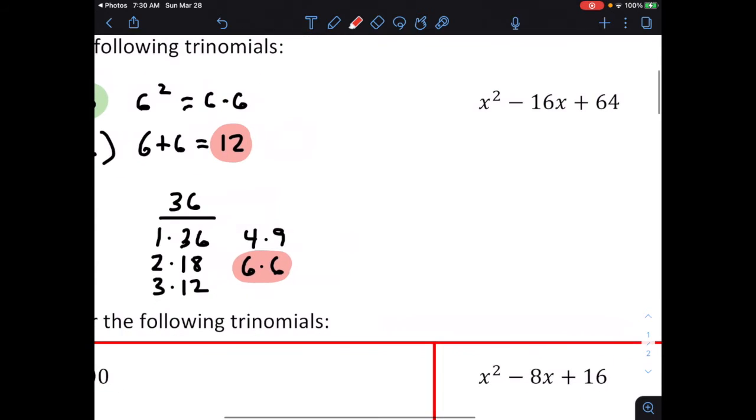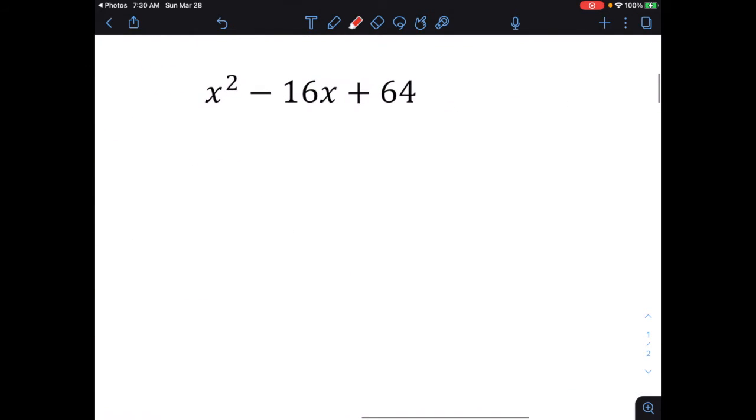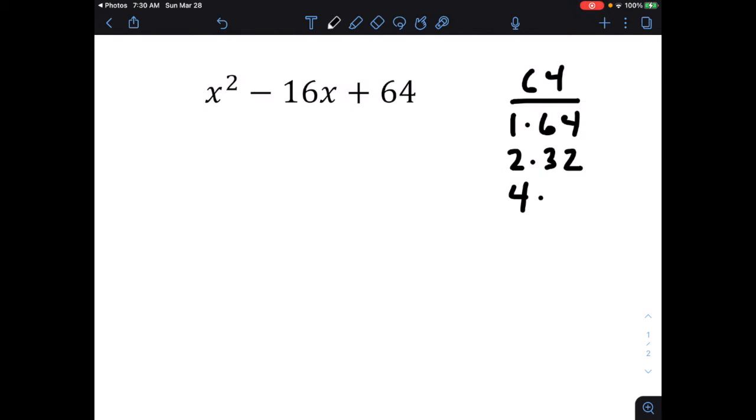All right, let's look at another one. In this case, we have x squared minus 16x plus 64. So if we go ahead and make the list this time, 64 is 1 times 64, 2 times 32. 3 doesn't work. 4 works, so it's going to be 4 times 16. 5 doesn't work. 6 doesn't work. 7 doesn't work. But wait a minute, 6 does work. It's 6 times 8.